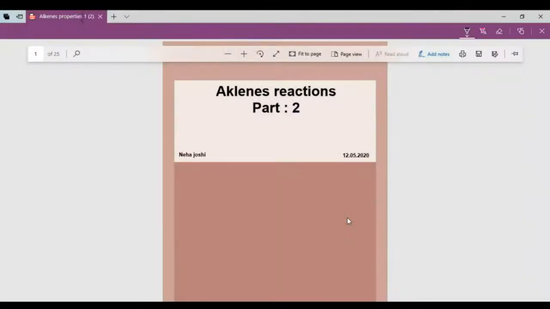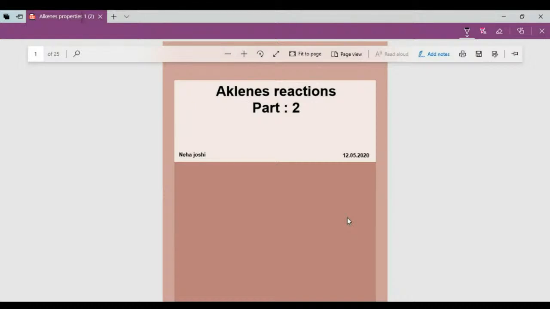Our main target is four important reactions of alkenes, that is HBO, OMDM, ozonolysis, and if time permits, we would definitely go for Baeyer's reagent, hydroxylation reactions. So these are our four important reactions of the day. Let's start. We may extend a little more than usual today because, as you can understand, these are important points and time may be a little short.